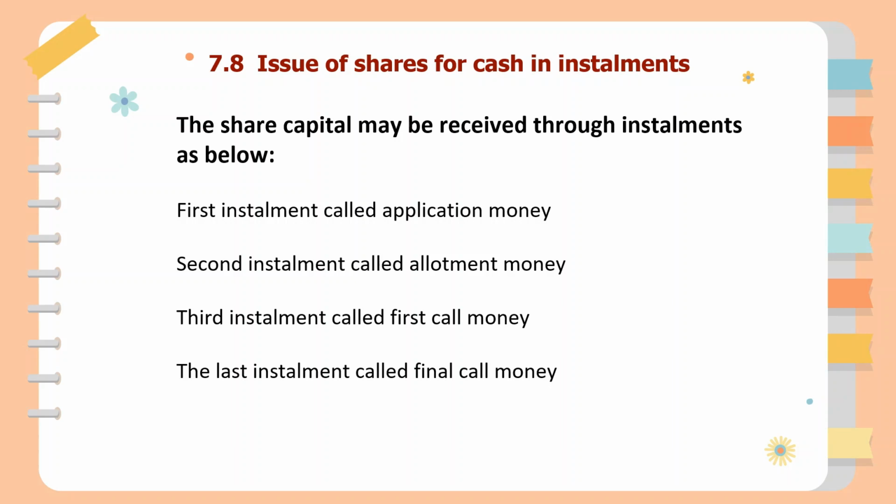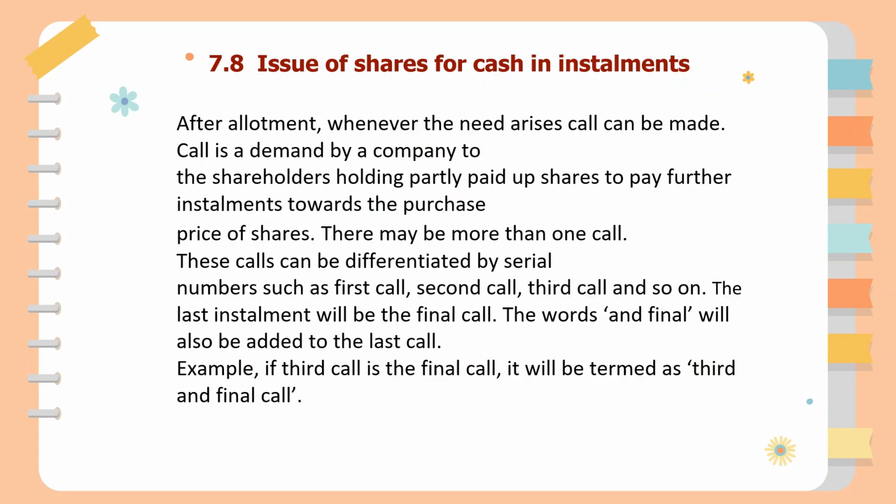From the second installment, the first entry will be allotment money due, and then the second entry would be the receiving entry, the bank entry. In the call money also the same stage. I will show that. After allotment, whenever the need arises, a call can be made. So call is a demand made by a company to the shareholders to pay for the further installments towards the shares purchased by them.